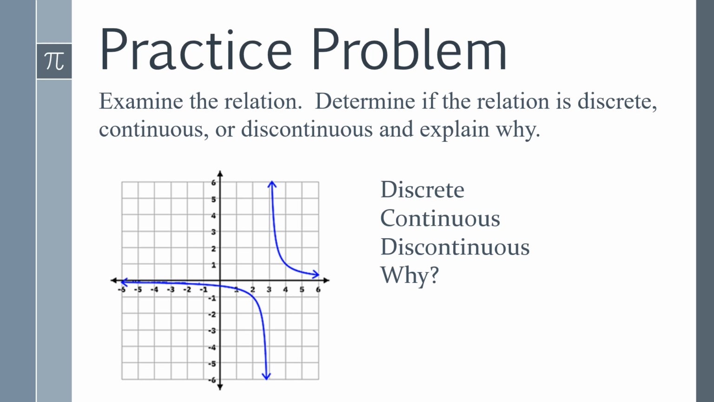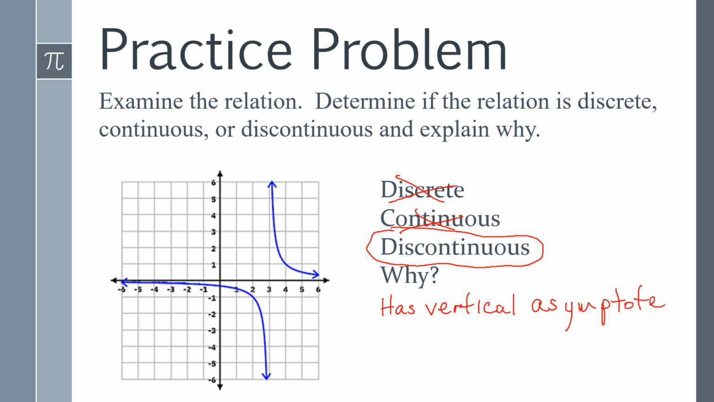All right, do this one. Well, we can see right off the bat, not discrete, not continuous, so it's discontinuous. Why? Well, again, we talked about this. It has a vertical asymptote. A horizontal asymptote will not cause a function or a relation to be discontinuous, but a vertical one does.